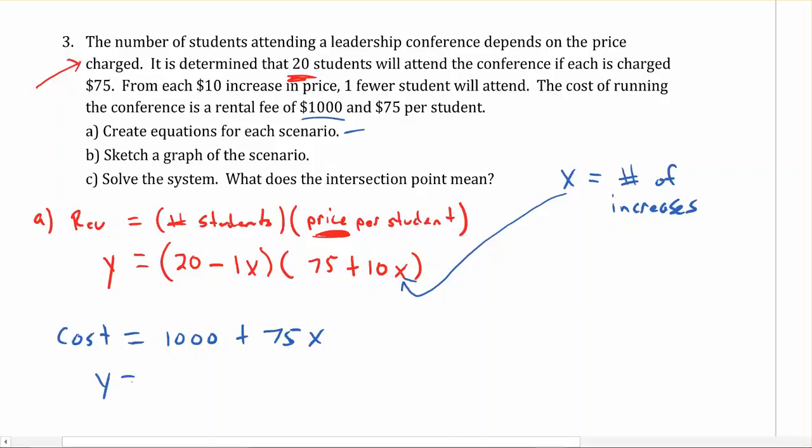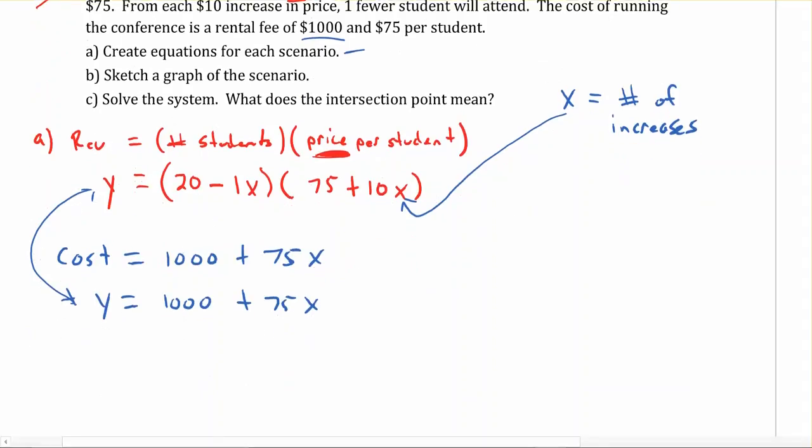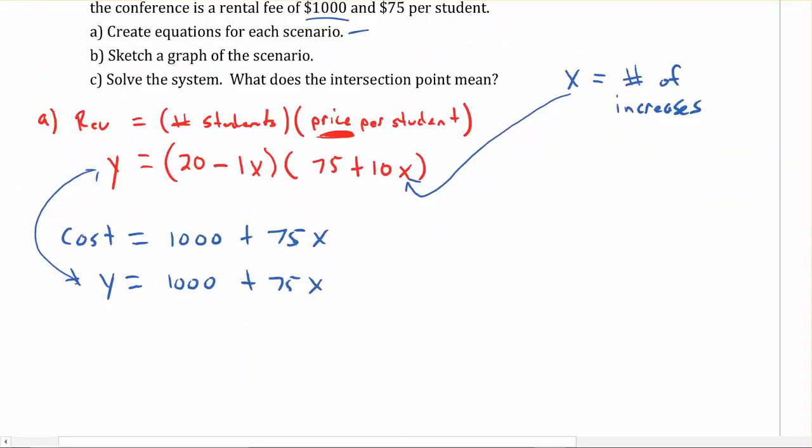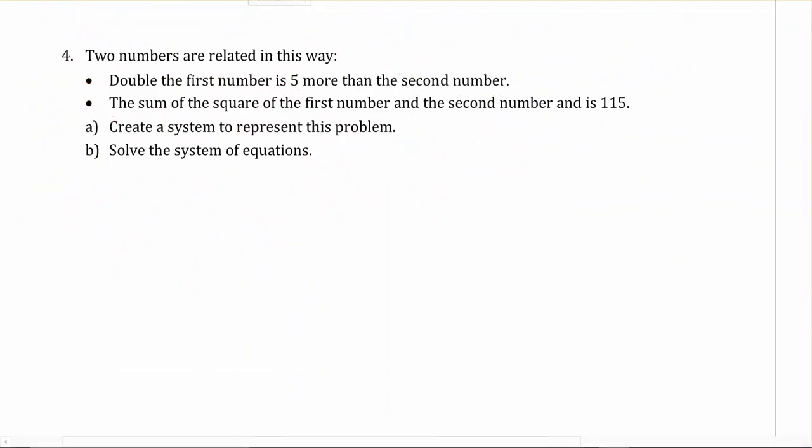So that's going to be our second equation. I'll write that as y. y is equal to 1,000 plus 75x. So now we've got two equations. We've got a system of equations. You can figure out where they intersect. I'll let you guys use whatever method you like from the last topic. All right, I'll help you set this one up too.